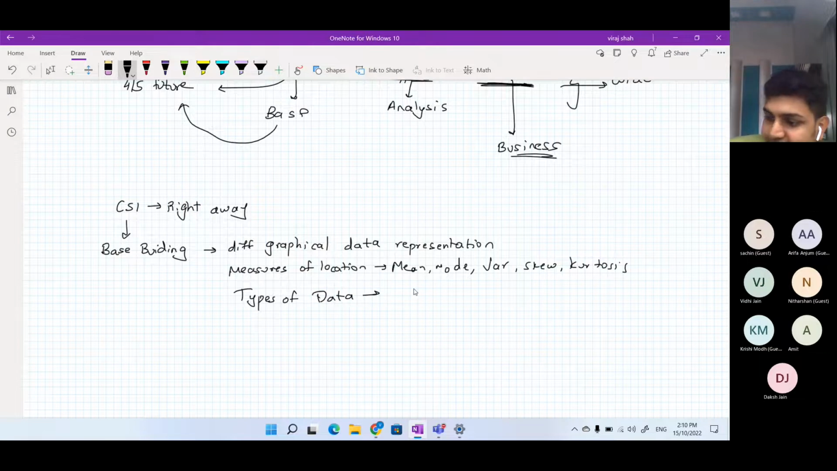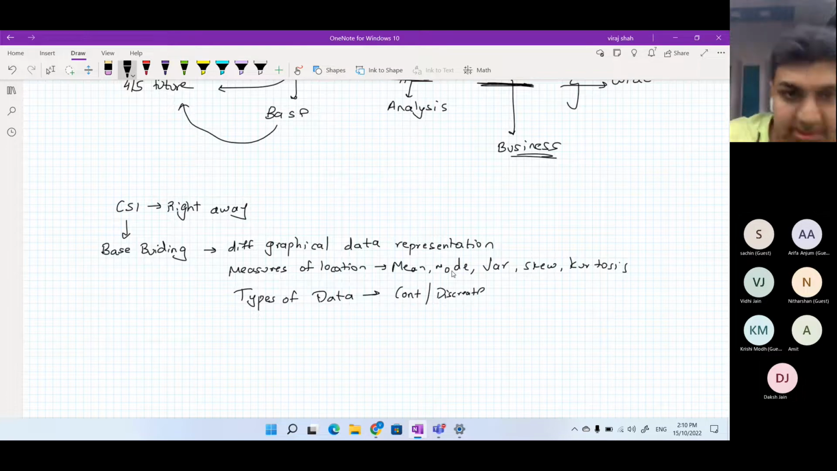Okay. Whether it is continuous, discrete. What does that imply? Quantitative diagram क्या होता है? We'll do everything that in detail. Okay. This is just base building. Okay. ये हम लोग आगे जाके यूज करेंगे.